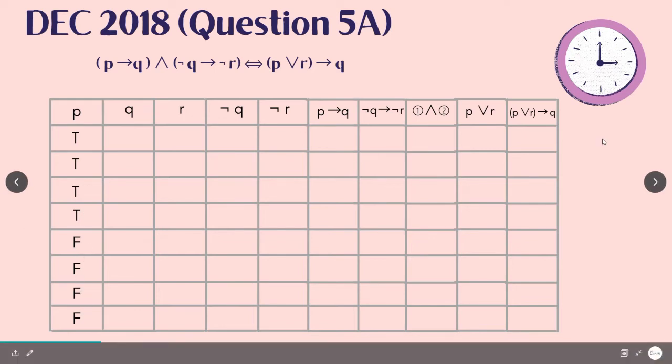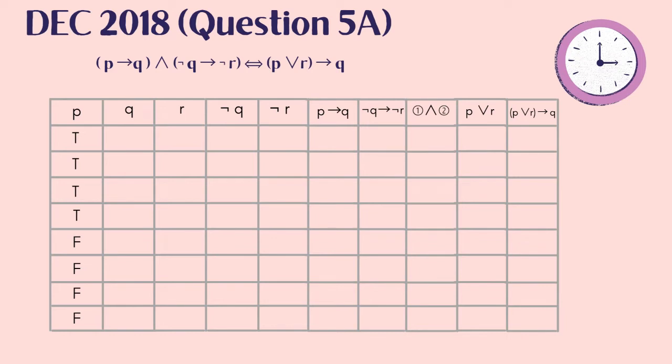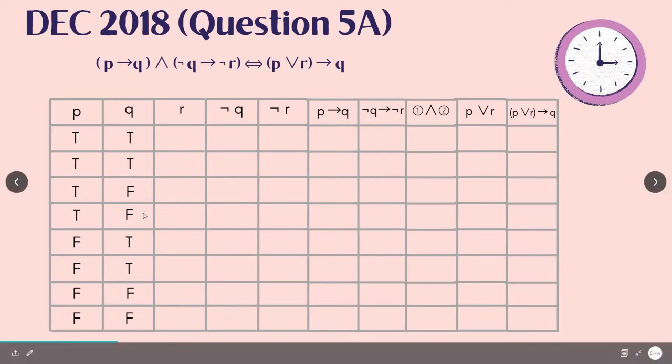We are trying to get all the possible combinations for the truth table. So for the second column, we divide 4 by 2. So we get true, true, false, false, and so on, true, true, and false, false. Repeat the same process for R, and we get true, false, true, false, true, false, and true, false.